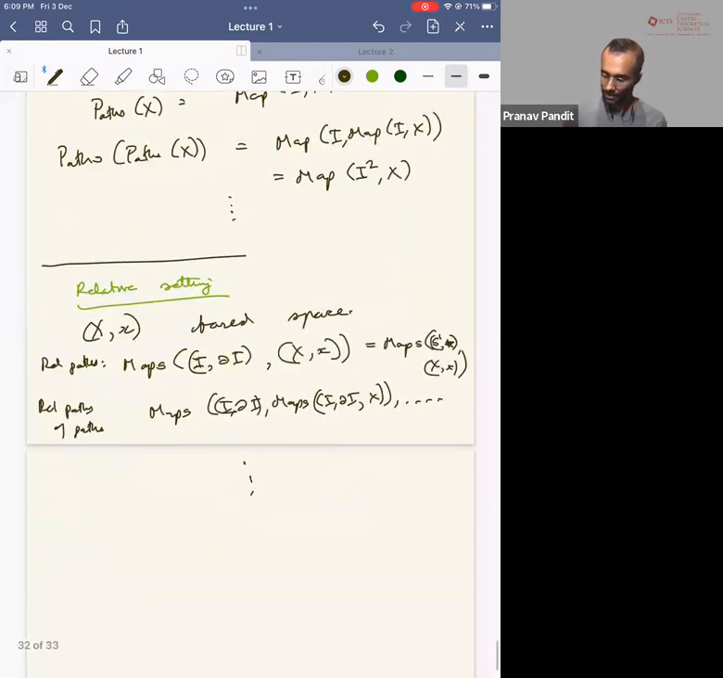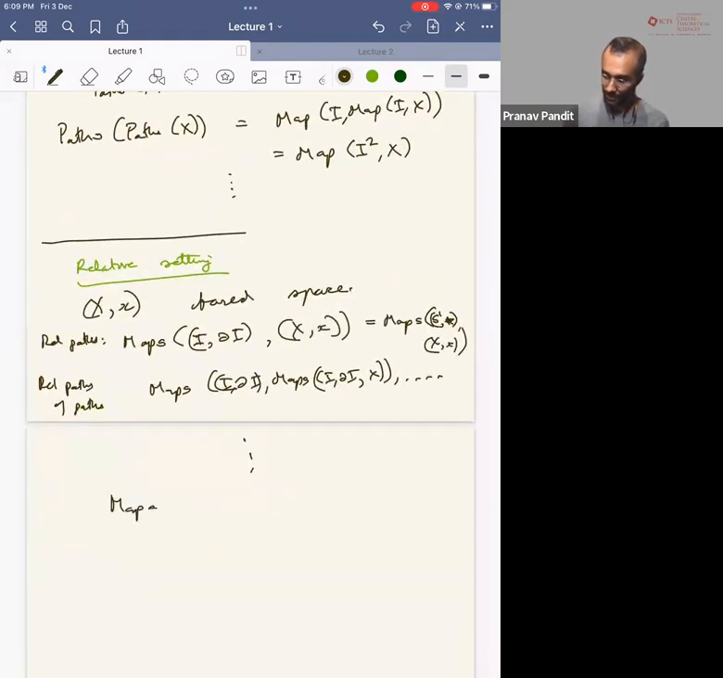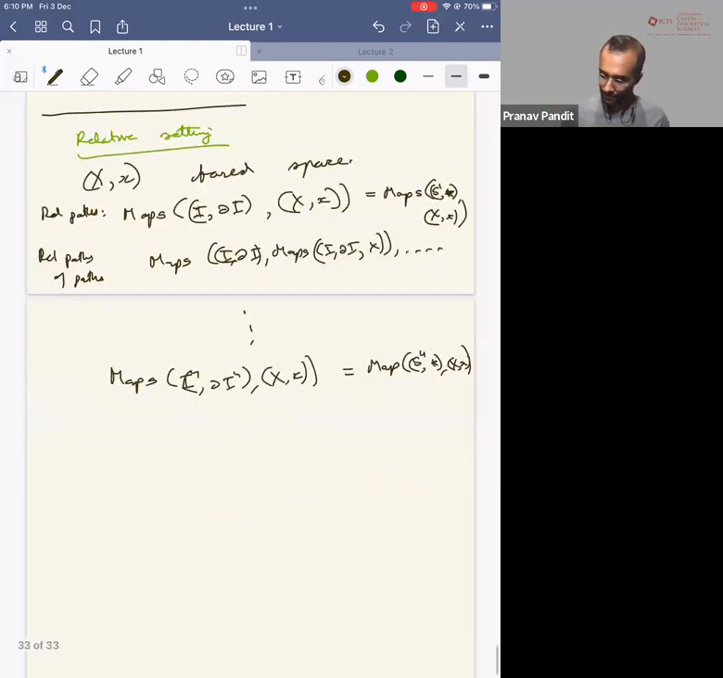And if I keep going down, this is just maps from I^N, boundary of I^N to X comma X, which is maps from S^N with a base point into X comma X, right? So you can think of, if you do a relative version of looking at paths, you get maps from the circle with a base point into my space.